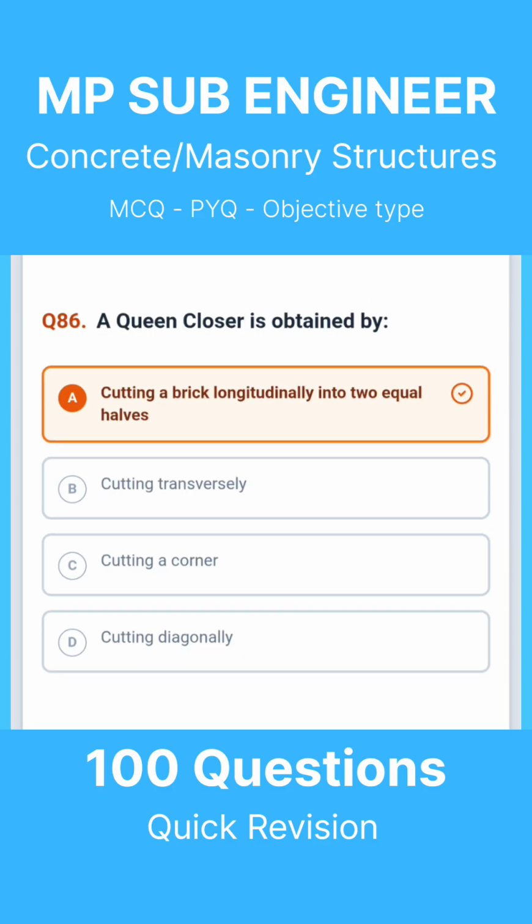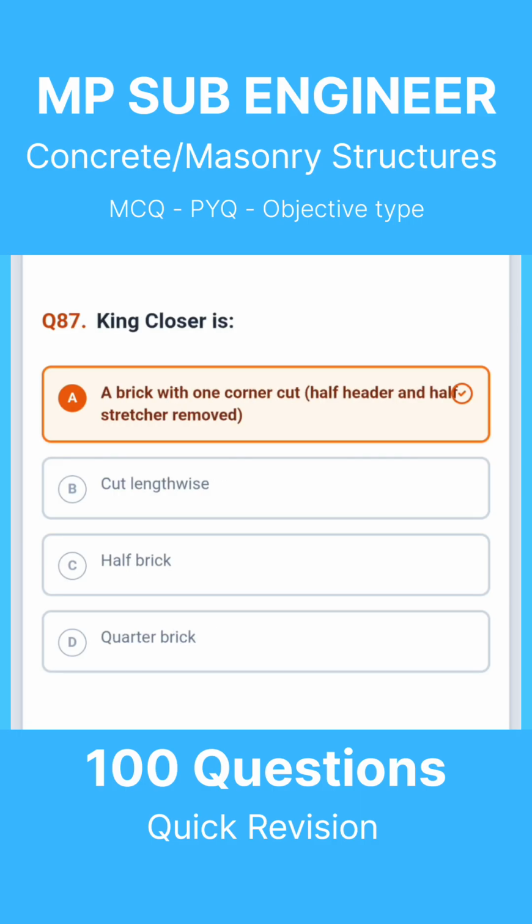Question 86. A queen closer is obtained by. The correct answer is cutting a brick longitudinally into 2 equal halves. Question 87. King closer is. The correct answer is a brick with one corner cut, half header and half stretcher removed.